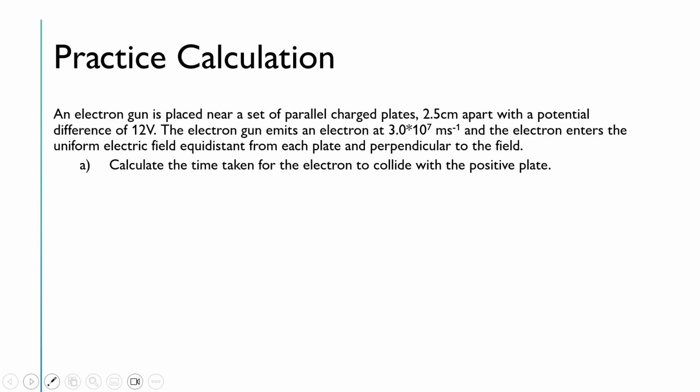So in this question, we have a scenario that describes an electron gun that's been placed near a set of parallel charge plates. They are 2.5 centimeters apart and have a potential difference of 12 volts. The electron gun emits an electron that is traveling at 3 times 10 to the 7 meters per second, and the electron enters the uniform electric field equidistant from each plate, and it's also traveling perpendicular to the field. We're being asked to calculate the time taken for the electron to collide with the positive plate.